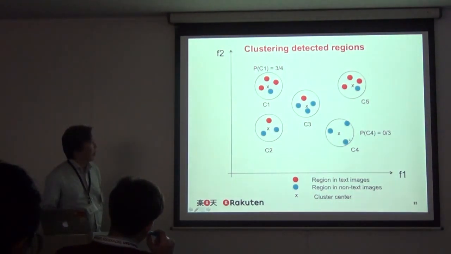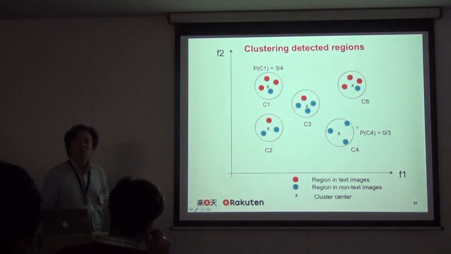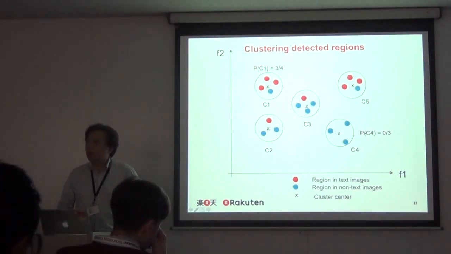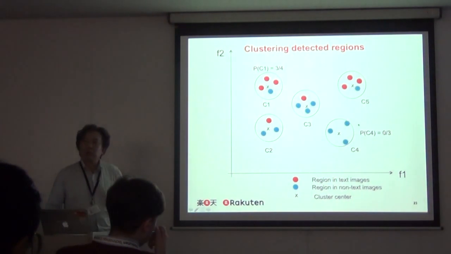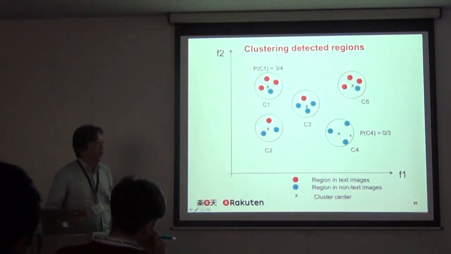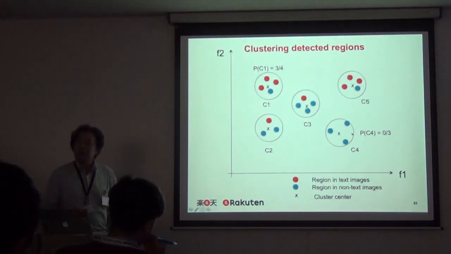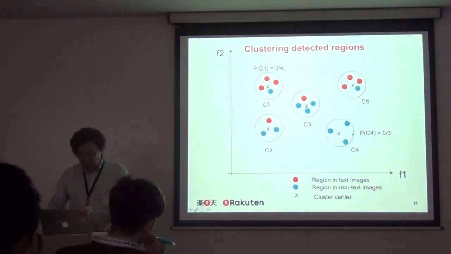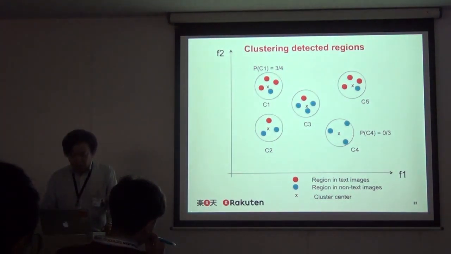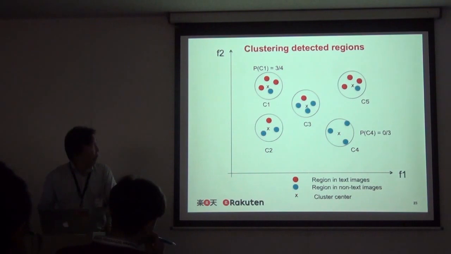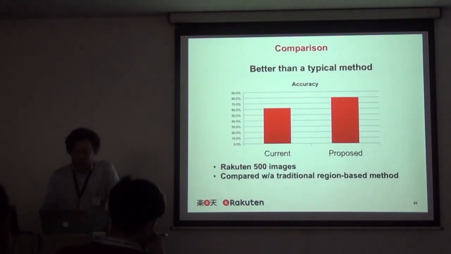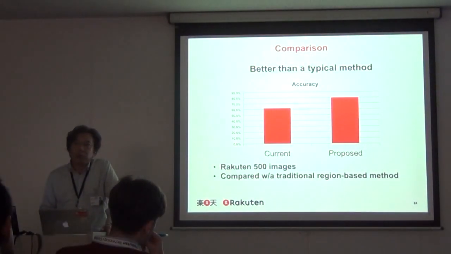On the other hand, when we look at cluster C4, all of the detected regions were found in non-text images, so it's very unlikely to be text. Based on this kind of information, we were able to increase the accuracy. We compared with a typical previous method, and the accuracy increase is significant, like 20% in accuracy.